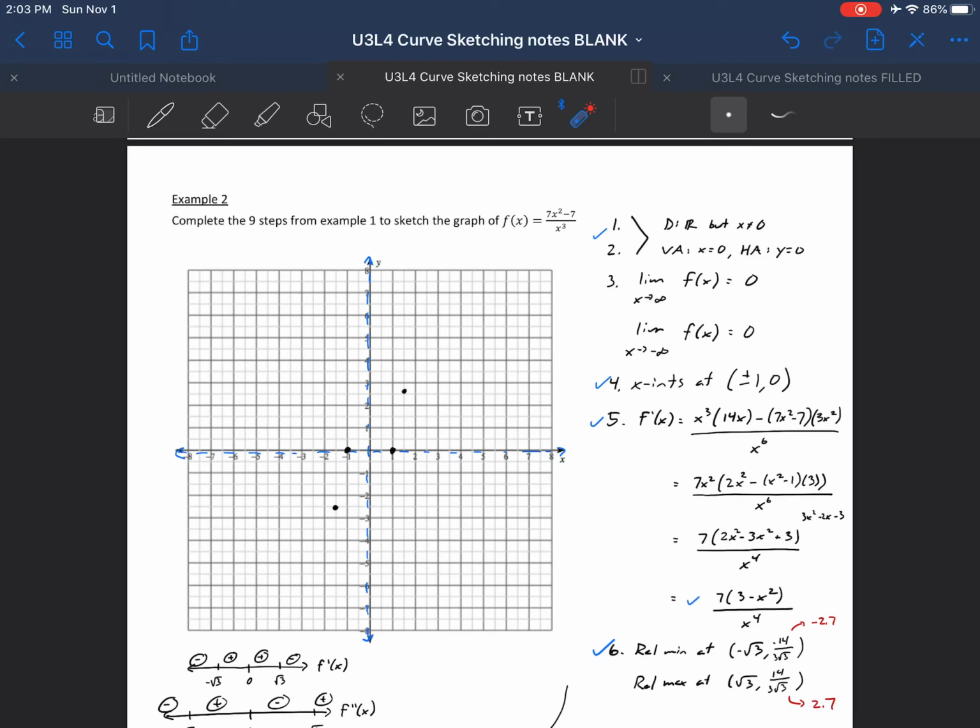positive root 6. So I'm actually going to use Desmos this time and graph it. I think that's going to be easier. So bear with me while I'm doing that, or you could kind of calculate yourself, see if you agree. So let's put this graph in. 7x squared minus 7 over x cubed.